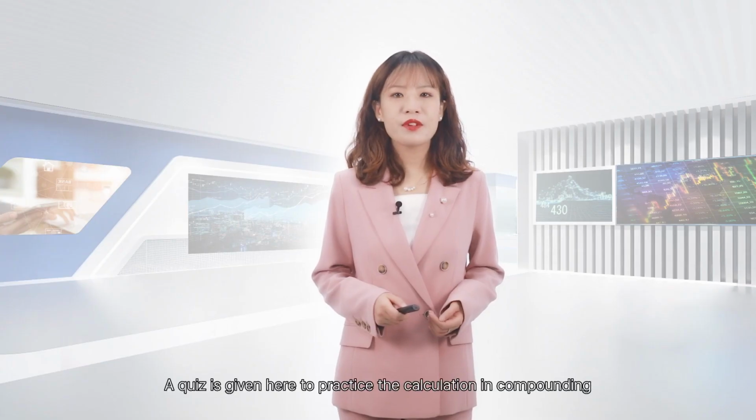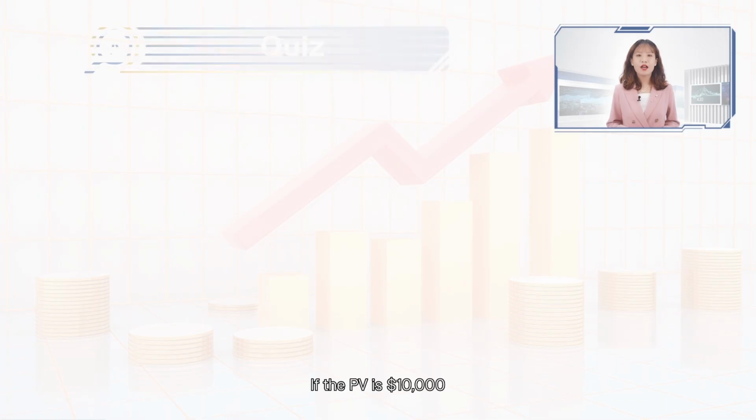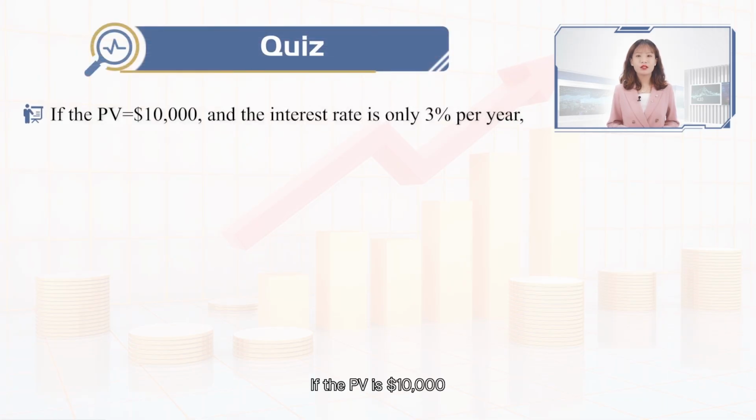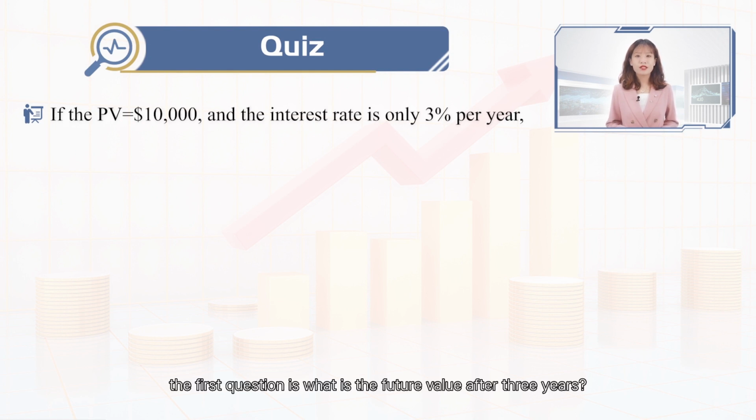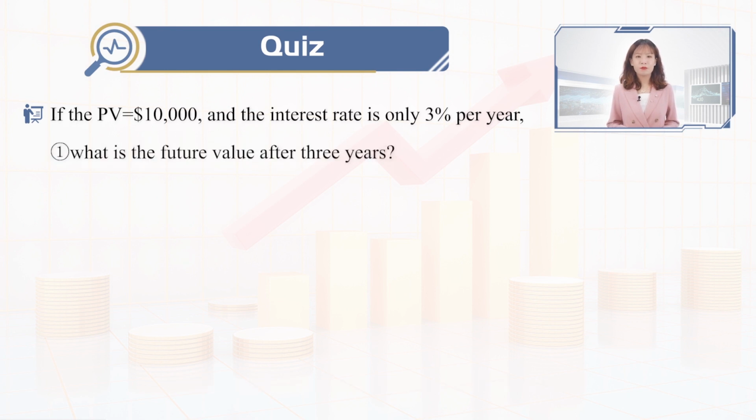A quiz is given here to practice the calculation in compounding. If the PV is $10,000 and the interest rate is only 3% per year, the first question is, what is the future value after 3 years?